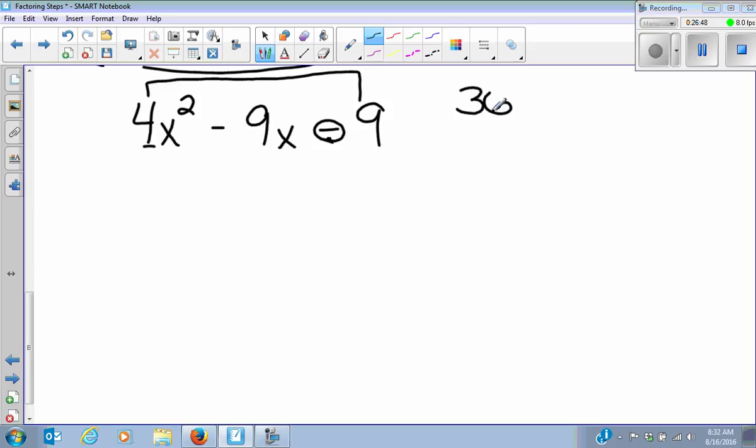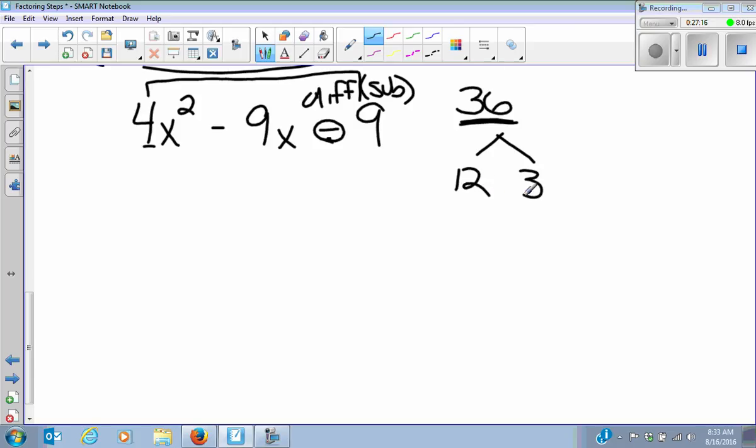Now, I circled that negative, and I talked about this in the last problem. Why is that negative so important to me? Now it's going to be different signs, which means I need to subtract. So I'm looking for 2 numbers that multiply to 36, but subtract to 9. 12 and 3.